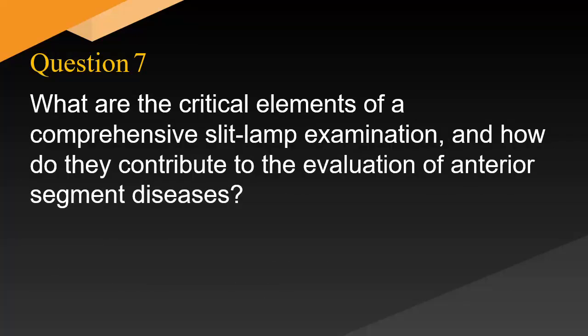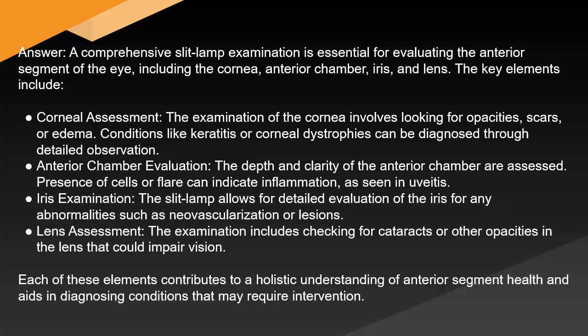What are the critical elements of a comprehensive slit lamp examination, and how do they contribute to the evaluation of anterior segment diseases? Answer: a comprehensive slit lamp examination is essential for evaluating the anterior segment of the eye, including the cornea, anterior chamber, iris, and lens.